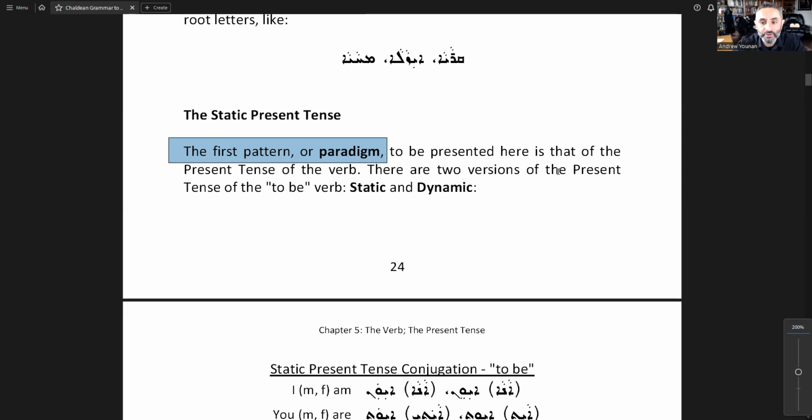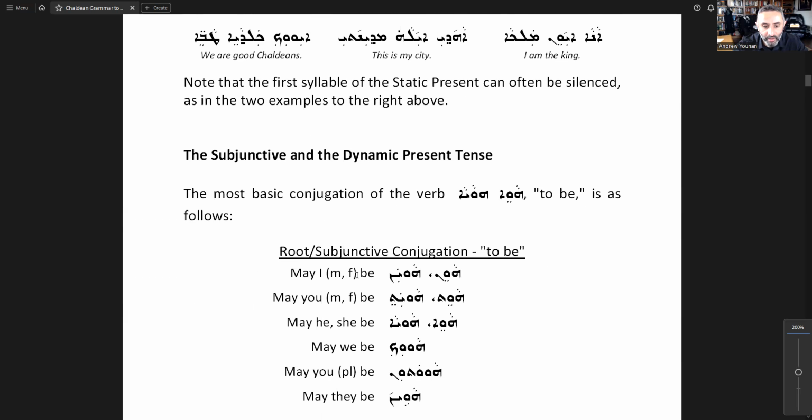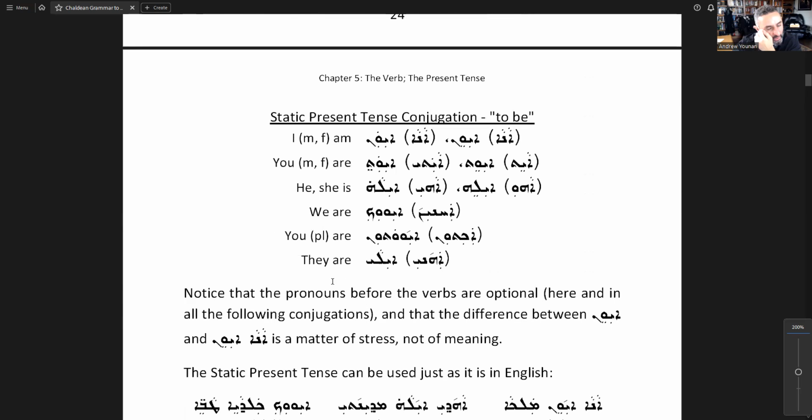There are two versions of this present tense of the to be verb. So the first verb I'm giving you is the most basic verb of any language, is. I'm going to tell you how to say something is. And there are two versions of it. There's the static and there's the dynamic. Static in the sense of I am, dynamic in the sense of I am being. So let's start with the easier one.